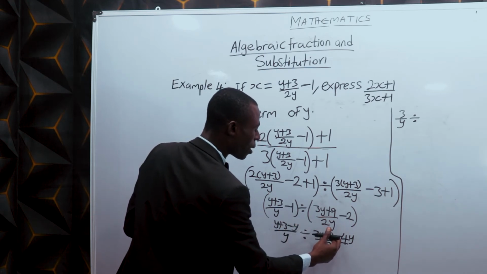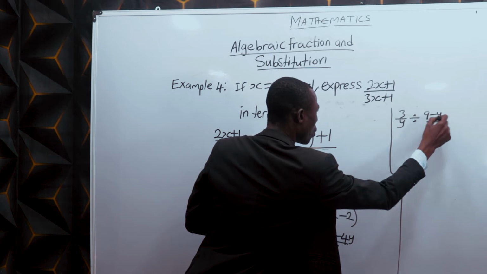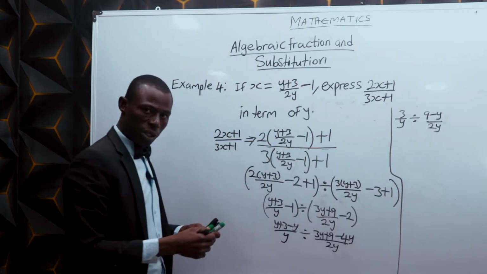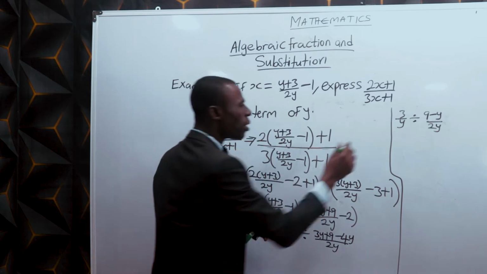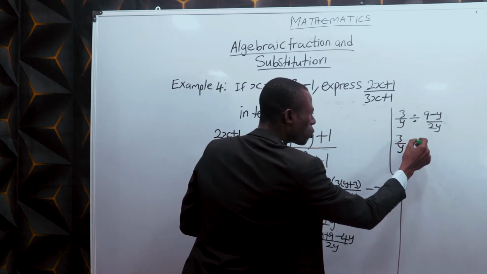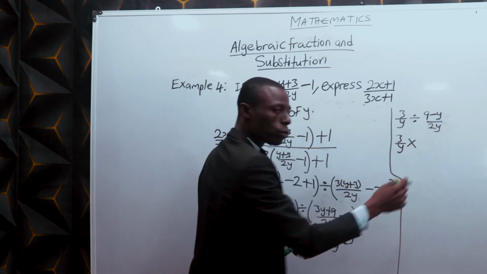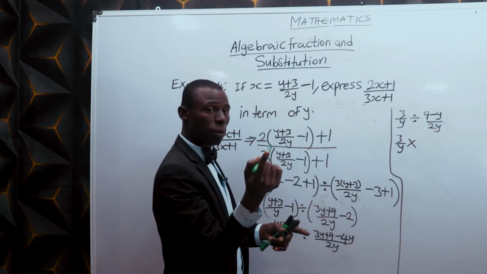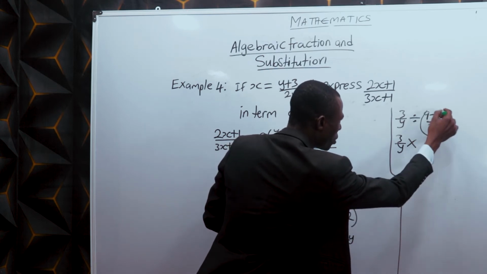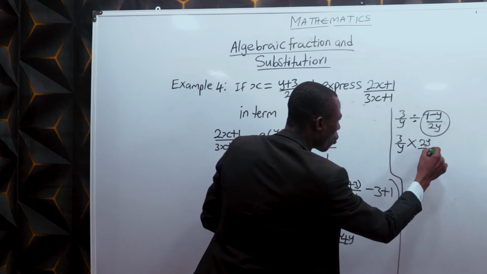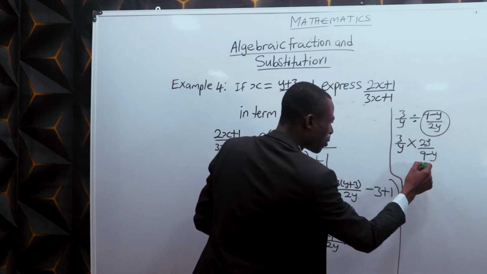3y minus 4y, that's minus y, plus 9. You can write it as 9 minus y over 2y. Is it clear? Anytime you are operating with division, 3 over y, the division will turn to multiplication, and the divisor, which is 9 minus y over 2y, will turn upside down. That is reciprocal. The inverse of division is multiplication. So while this division sign turns to multiplication, this divisor also turns upside down, 2y over 9 minus y. So multiplying the two together, 3 times 2y gives us 6y.